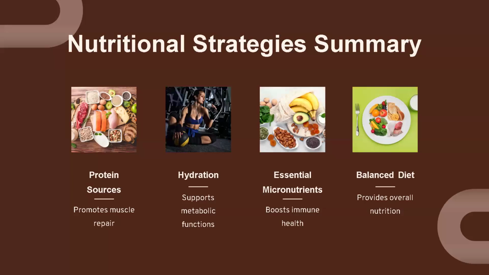And generally, it's not just about proteins. The meal has to be balanced. So a plate that is balanced equals a happy patient or a happy individual.